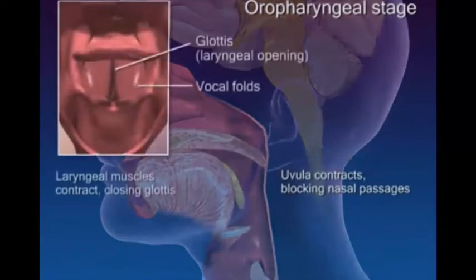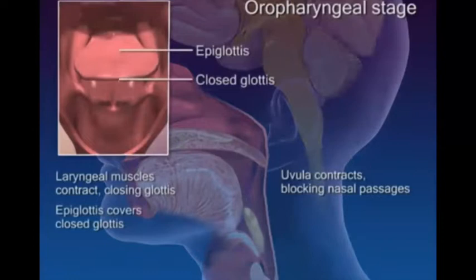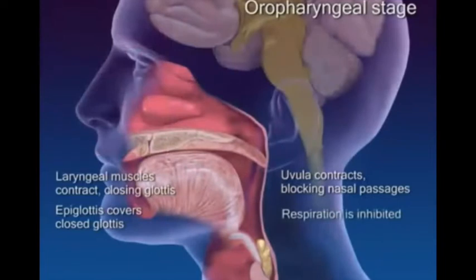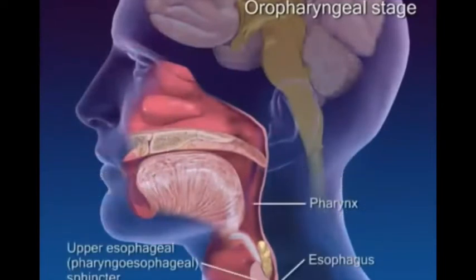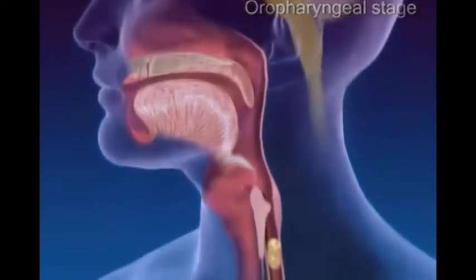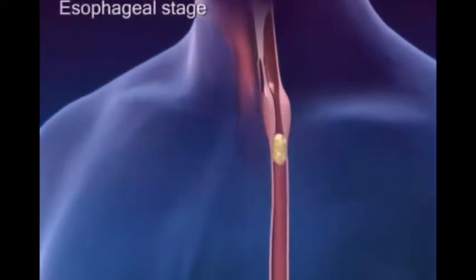The laryngeal muscles contract, closing the glottis at the top of the trachea by tightly aligning the vocal folds. The epiglottis swings down upon the closed glottis. With all airways blocked off, respiration is temporarily inhibited. As the upper esophageal sphincter relaxes, pharyngeal contractions drive the bolus into the esophagus. The oral pharyngeal stage is done and breathing resumes. During the esophageal stage, a primary wave of peristalsis initiated by the swallowing center pushes the bolus through the esophagus.